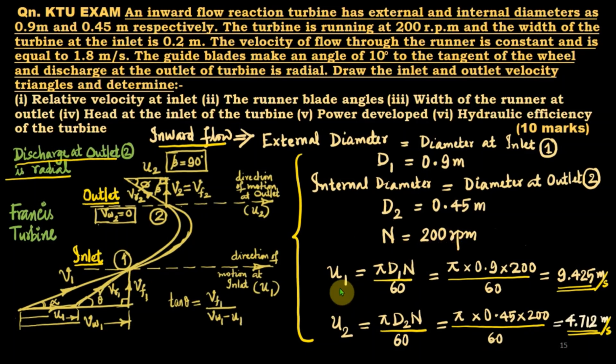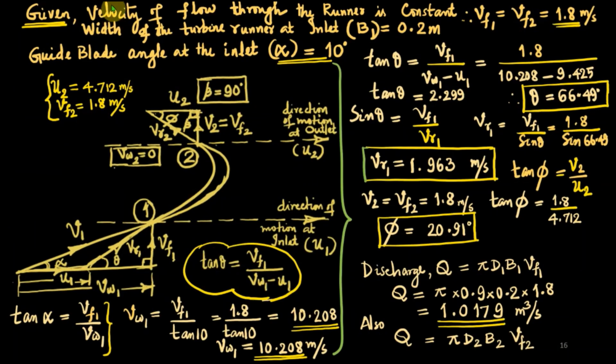And U1, we know that it's pi D1 N by 60, which of course you can calculate: pi into 0.9 into 200 by 60, that is 9.425 meter per second. So the tangential speed of the runner at inlet. The tangential speed of the runner at outlet, U2, is equal to pi D2 N by 60, that is pi into 0.45 into 200 by 60, that is equal to 4.712 meter per second. And now we will proceed further.